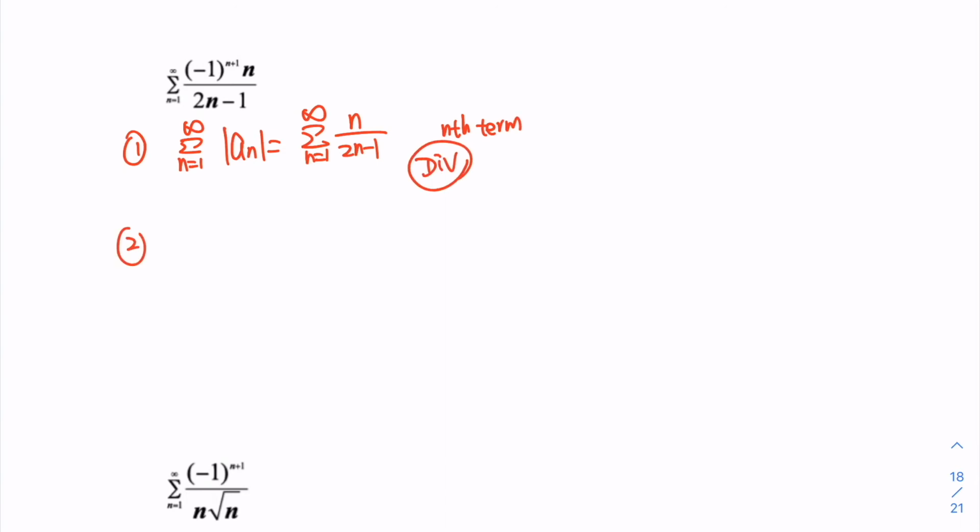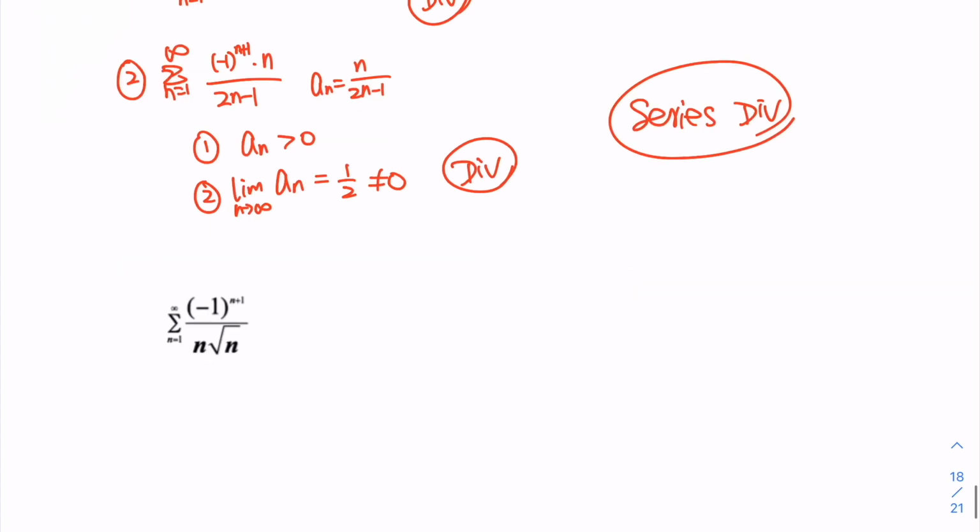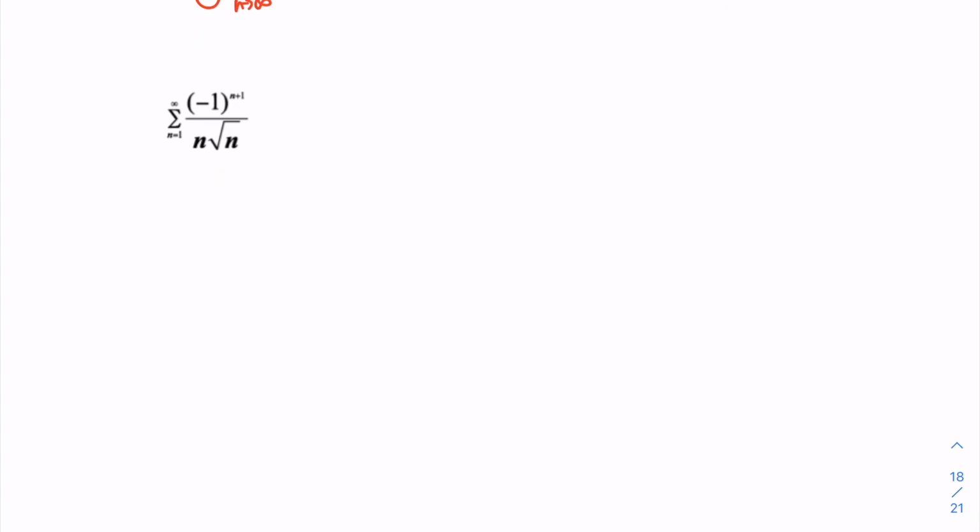Now we need to check the original series. Three conditions: a_n equals n over 2n minus 1 is positive, and the limit as n goes to infinity is 1/2, not 0, so this also diverges. Because both of them diverge, the original series just diverges. Let's look at the next example.